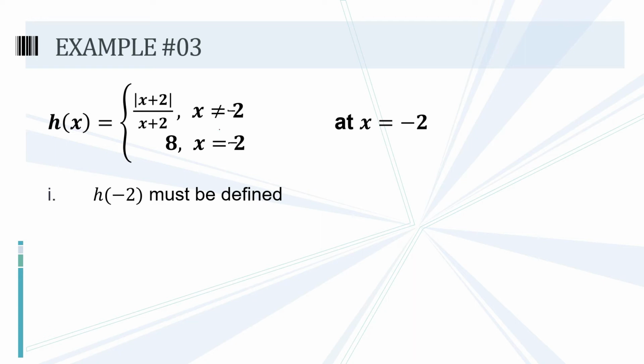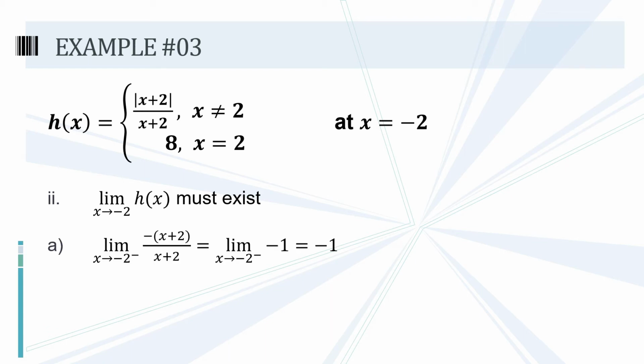Okay? Gagamitin natin itong part na 'to. Okay? Therefore, that is just equal to 8. Which means that defined yung h of negative 2 natin. Okay? Criterion naman tayo. Yung limit ng h of x as x approaches negative 2 must exist.